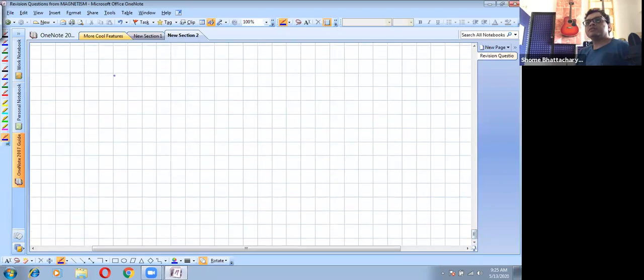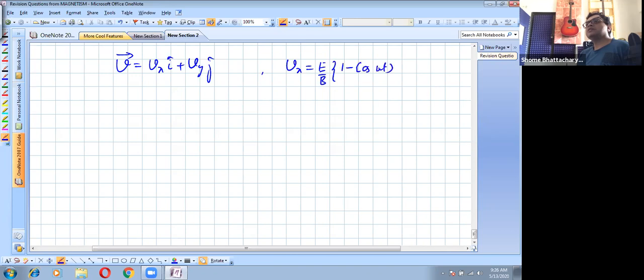What is going to be important for us is just understanding the velocity. If you look at the velocity vector at any point of time, where the x component of velocity is like this, it is E by B (1 minus cos omega t), and the y component is E by B sin omega t.